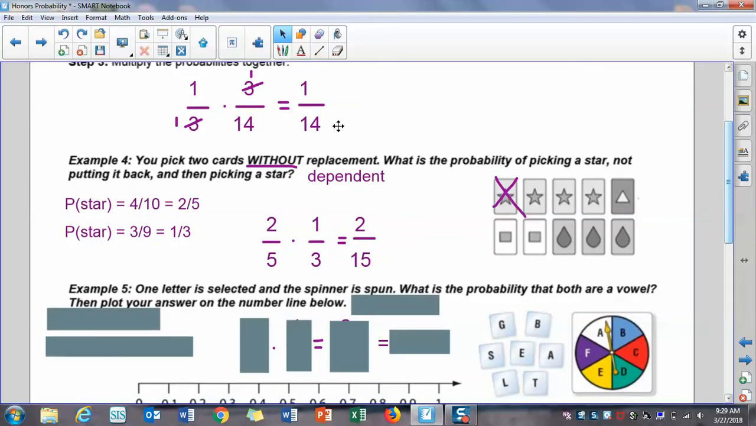And again, that keyword without meant it was dependent, so the number of total options we have is changing. So here we started with 10 cards. Once we picked one, our options changed to 9 cards. And because we picked a star and then picked the same object again, the number of that changes also.